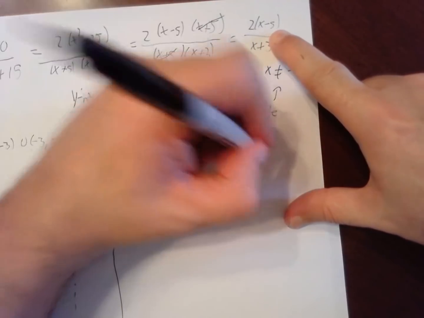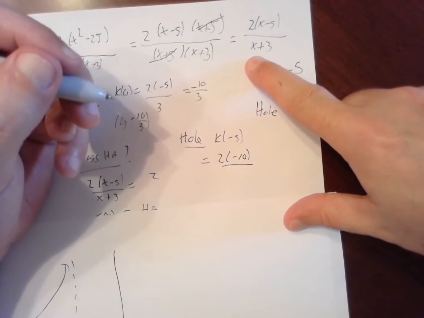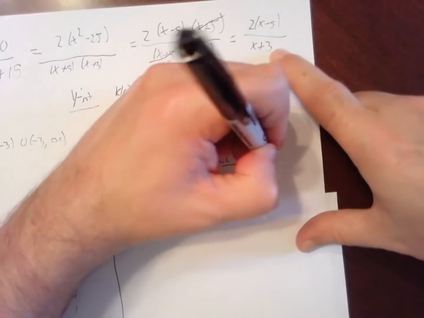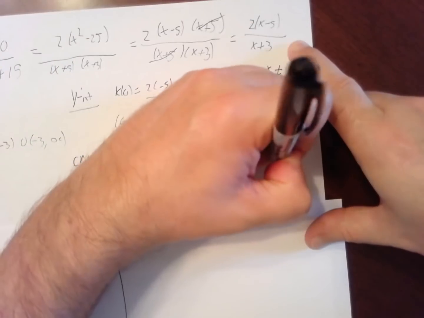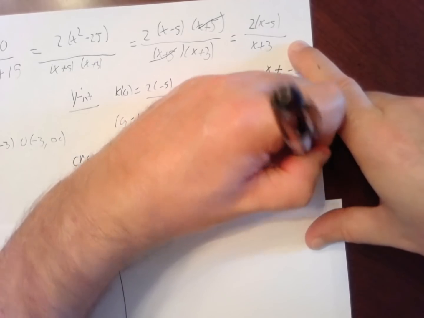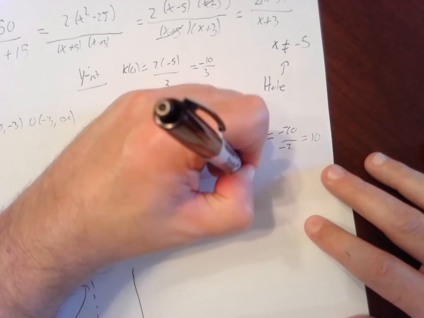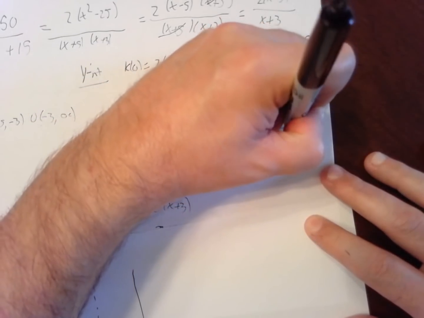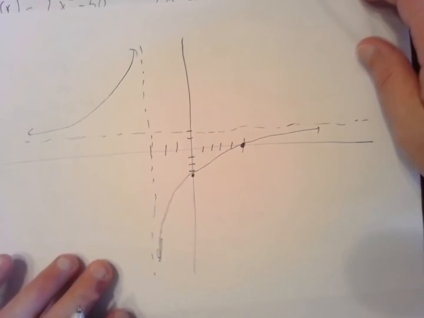-5 minus 5 is -10. -5 plus 3 would be -2, so that's -20 over -2, which is +10. So I get a hole at the point (-5, 10). Okay, so that's the last thing I do.